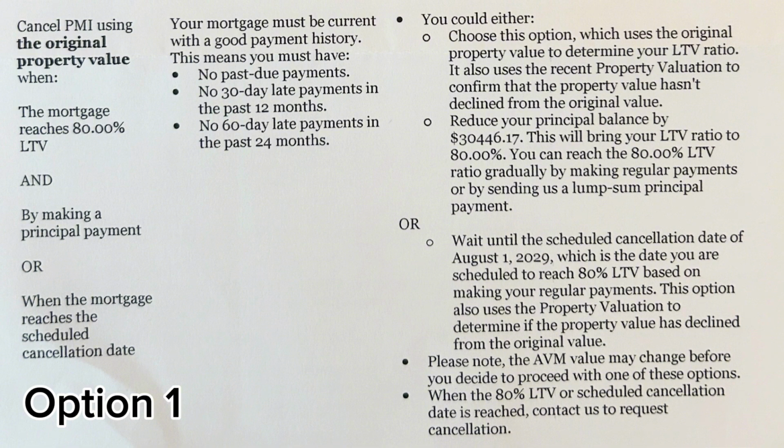The first option to cancel PMI is to use the original property value that your house was valued at when you bought the place. You would then make an additional payment towards your principal of whatever amount is left over and the equity that you would need to hit 20%. In my case, I would have to write my lender a check of over $30,000. I definitely don't want to do that, so option 1 doesn't make a ton of sense for me.